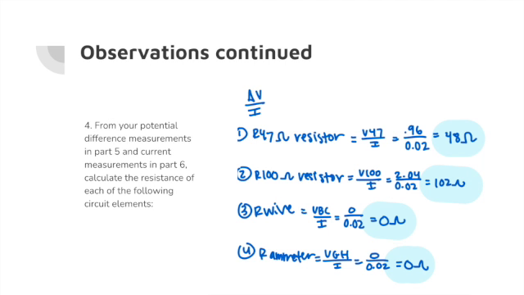So looking at some more observations from our potential difference measurements in part 5 and 6, here are my calculations to find the resistance of each of the circuit elements for R47, 100, wire, and ammeter. As you can see, the first equals 48 ohms, the second equals 102 ohms, and the last two both equal 0 ohms.